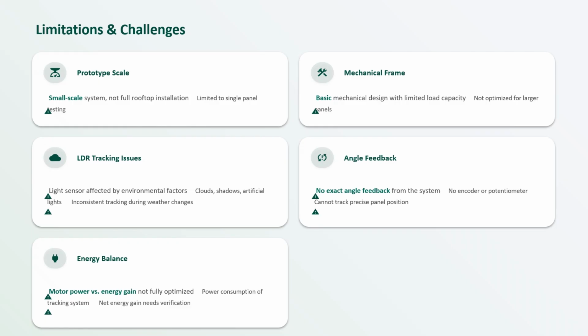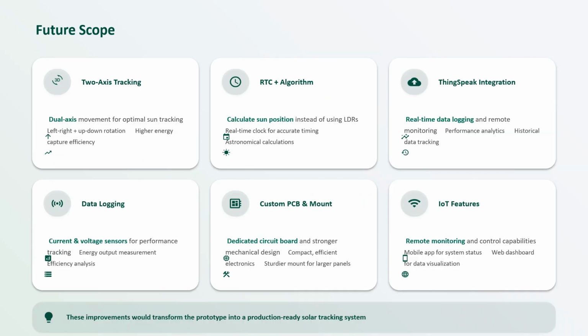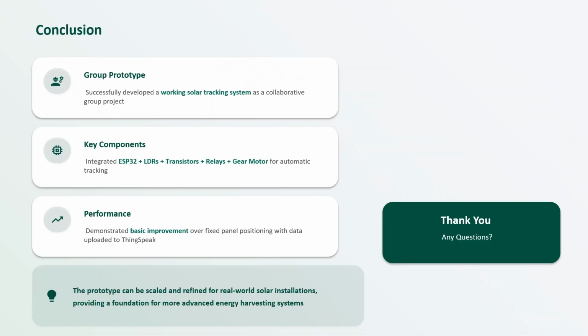Now, if we talk about the limitations and challenges faced by us during this project, then these are the following. Firstly, this is only a small scale prototype, so the mechanical structure is not strong enough for heavy and large panels. Secondly, an LDR based tracking system can be disturbed by clouds, shadows, or artificial lights, so it is not always perfect. Thirdly, we don't have precise angle feedback, so there is no encoder or angle sensor in this version. And at last, we have not yet done a full analysis of how much power we have gained and how much power the motor consumes. So there are areas which can be improved in future versions.